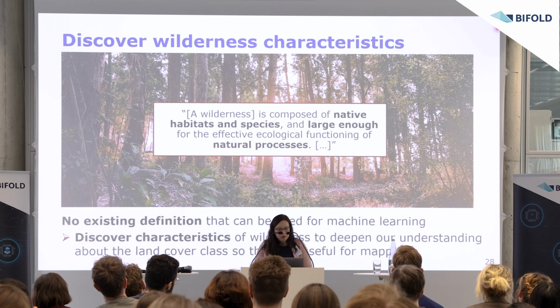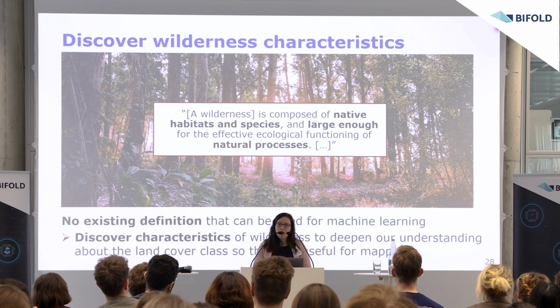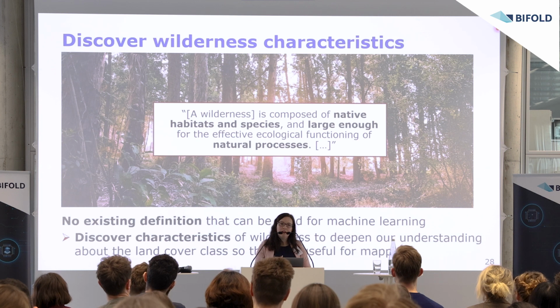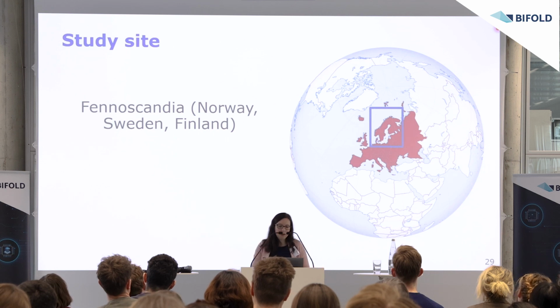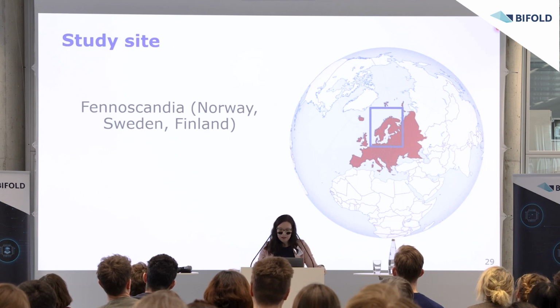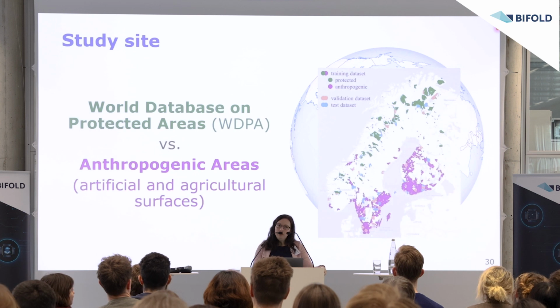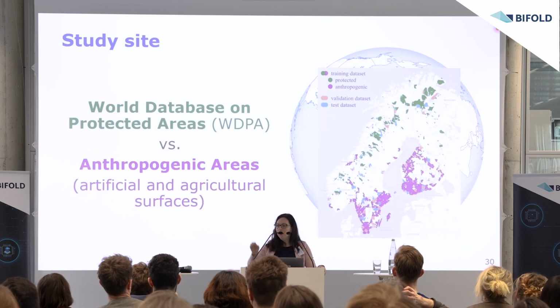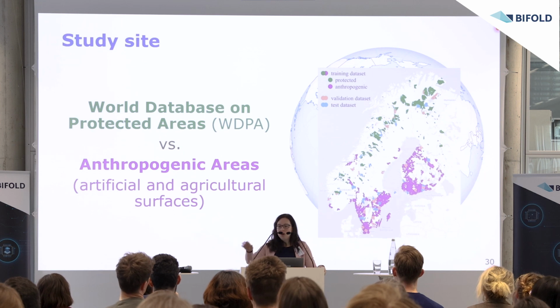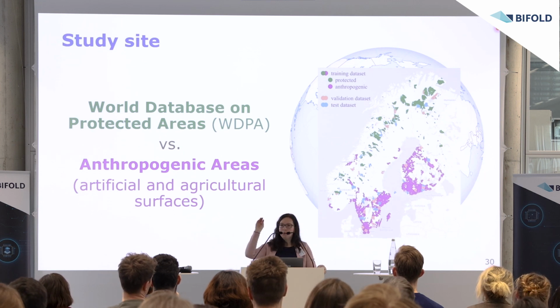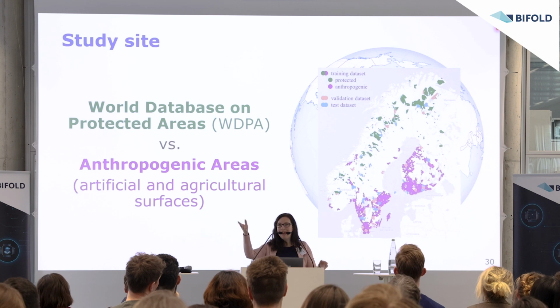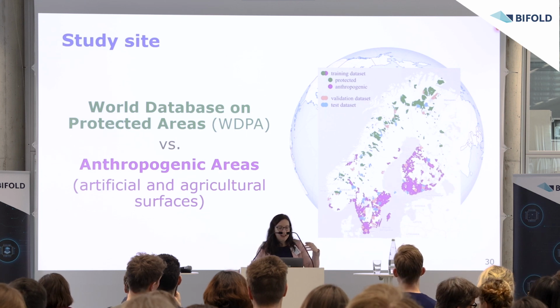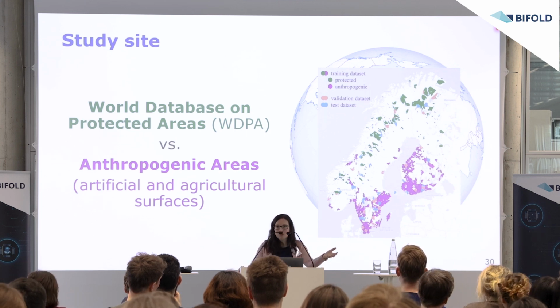And we used explainable machine learning to get more insights about this vaguely defined land cover class. We used a study site in Fennoscandia, which is Norway, Sweden, and Finland, and what we are good in is we can define extremes. So we can clearly say, okay, this is a wide area, so no human influence, somewhere I would not go, I cannot go, something like this. And what is not wide, like anthropogenic areas.